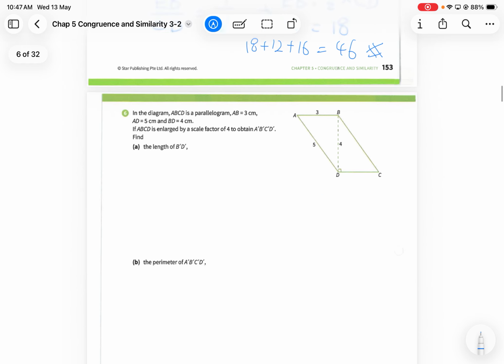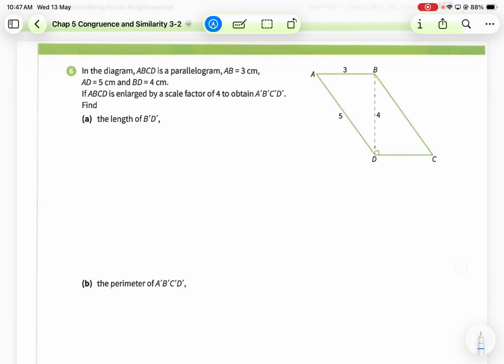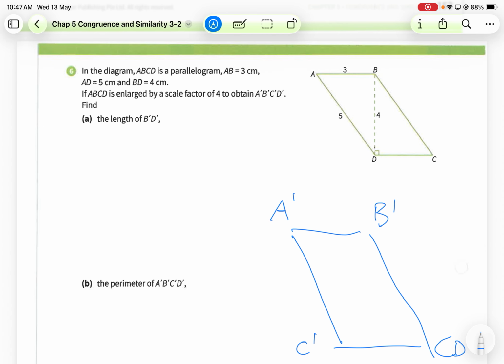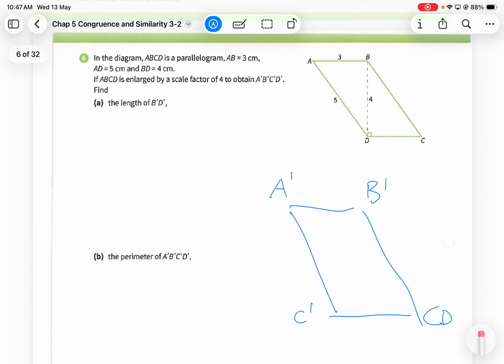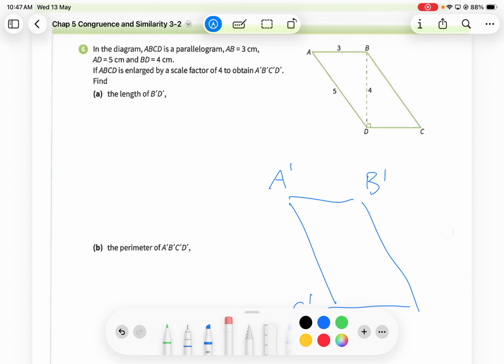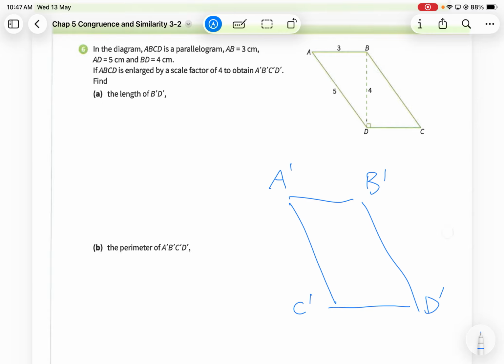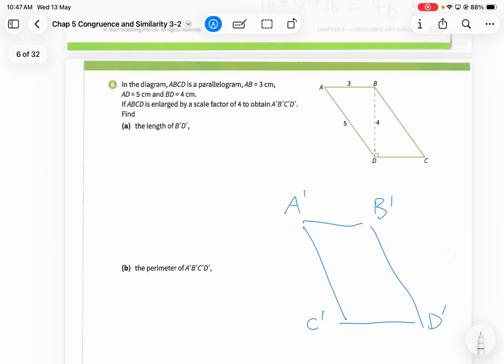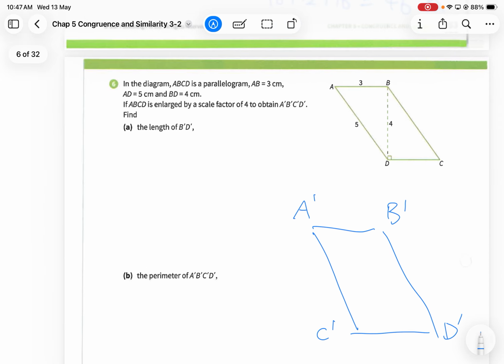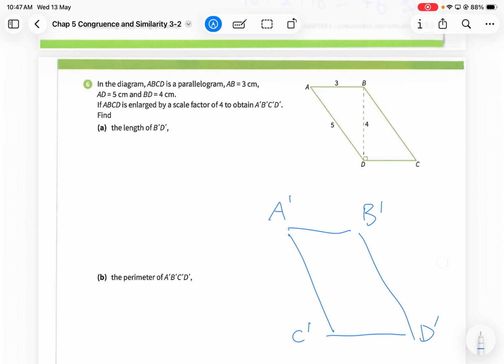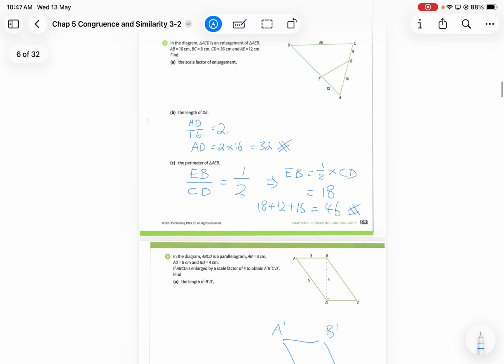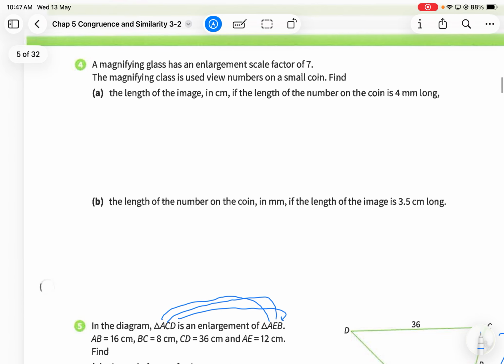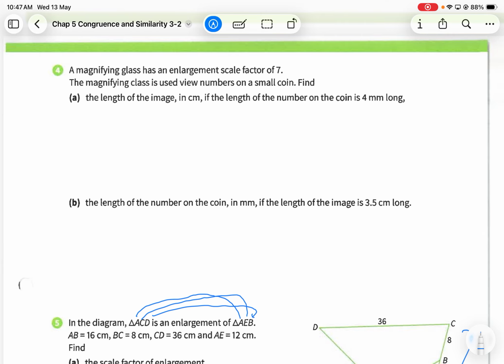Okay, for question 6, they never give you a diagram. You have to draw it on your own, a bigger one. A, B, C, D. They never draw, but they tell you it's enlarged, so you know they have the same shape. Just that this one is bigger. How much bigger? Scale factor of 4, so 4 times bigger. So every dimension is multiplied by 4. Try.